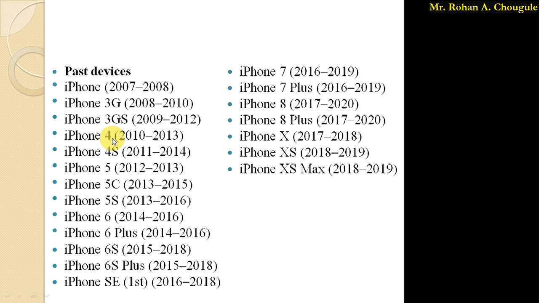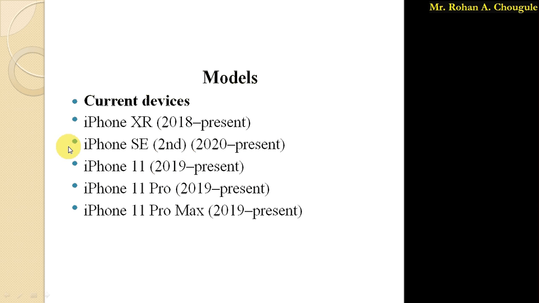Then so on. iPhone 4 is there, iPhone 4S, 5, 5C, 5S, 6, 6 Plus, 6S, 6S Plus, iPhone SE first generation. Then iPhone 7 was launched in 2016 and available till 2019. Then iPhone 7 Plus, iPhone 8, 8 Plus, X, XS and XS Max. So these are some past devices related to the iPhone, and these are the current devices available in the market. So I think this is related to the iPhone.